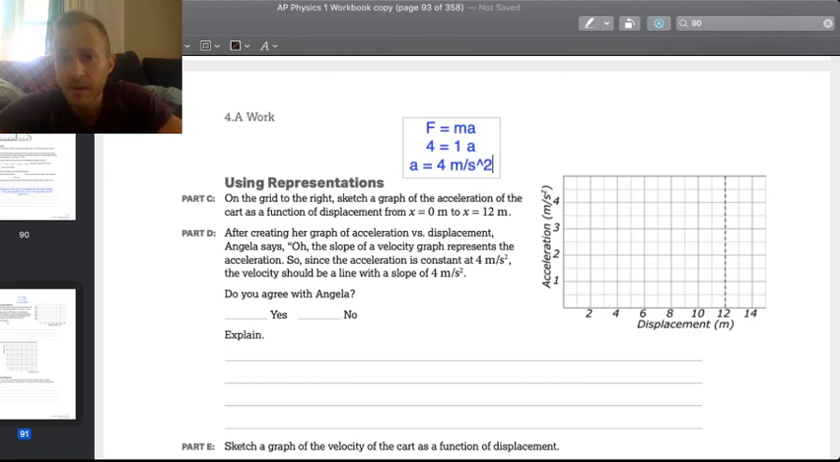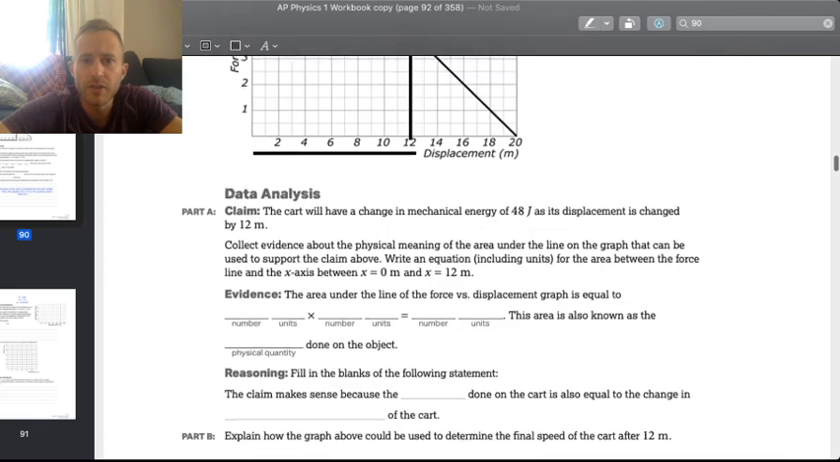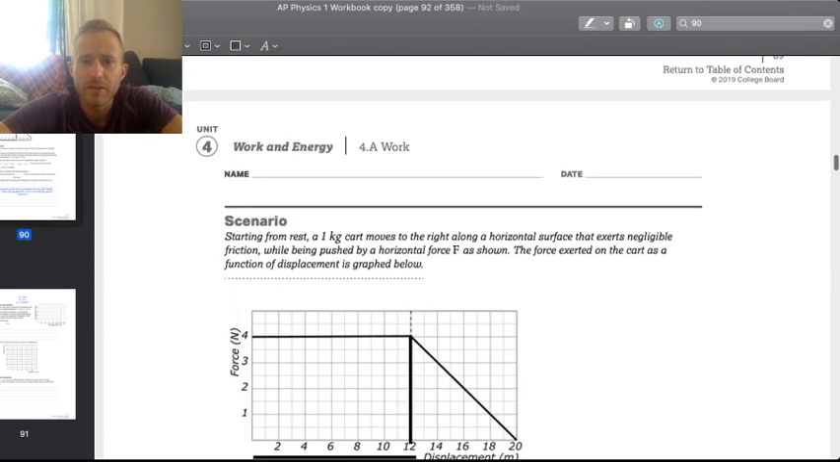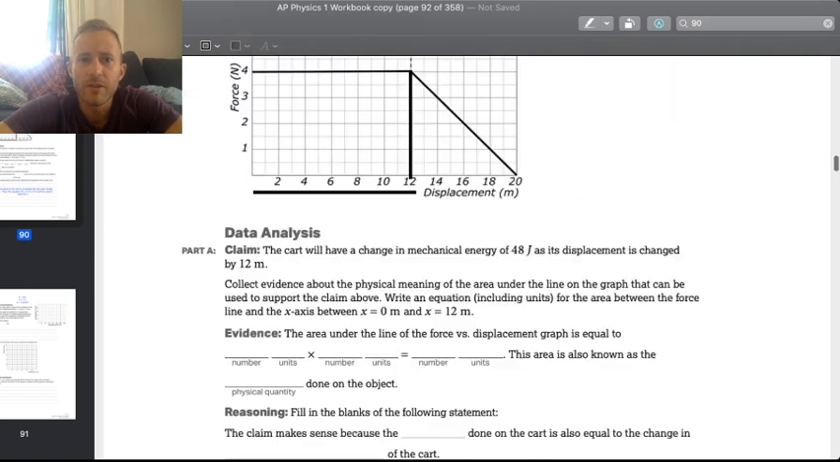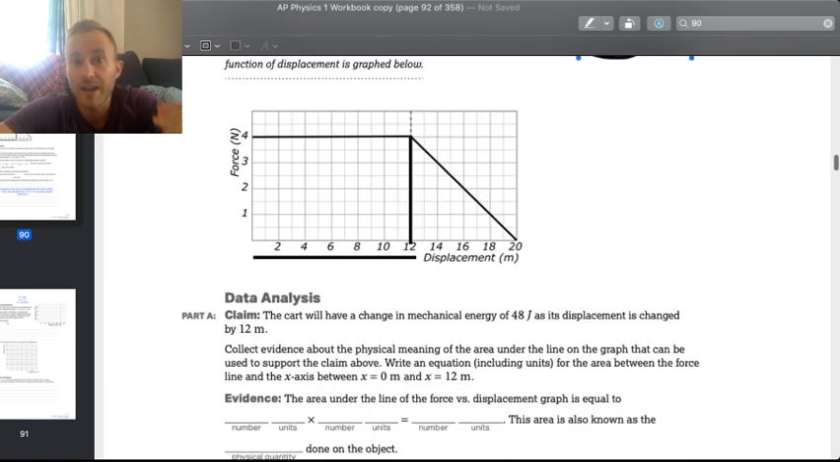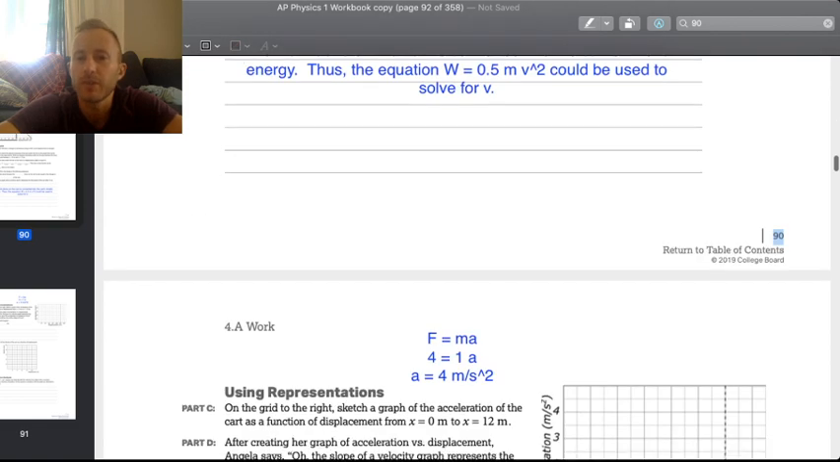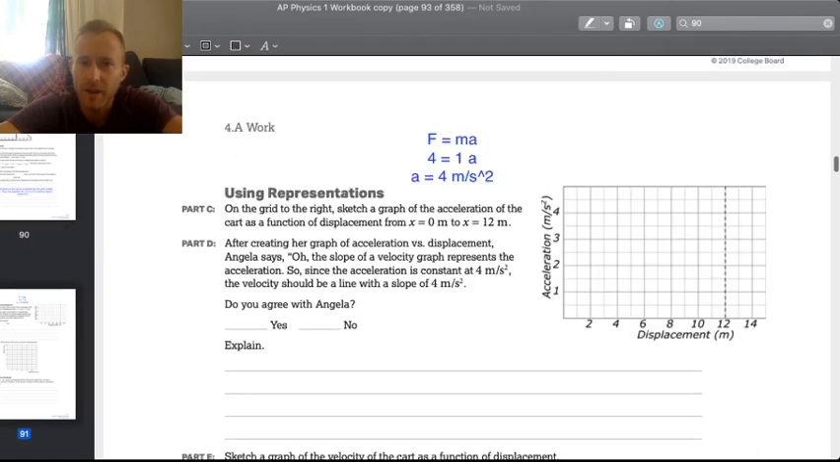An important thing there is that notice how it says that the horizontal surface exerts negligible friction. So that tells me that the 4 Newton force that was applied is the only force, and it is indeed the net force. So I can put just 4, I don't have to do minus friction on the left-hand side. So the force was constant, so that means the acceleration is constant at 4 meters per second squared.